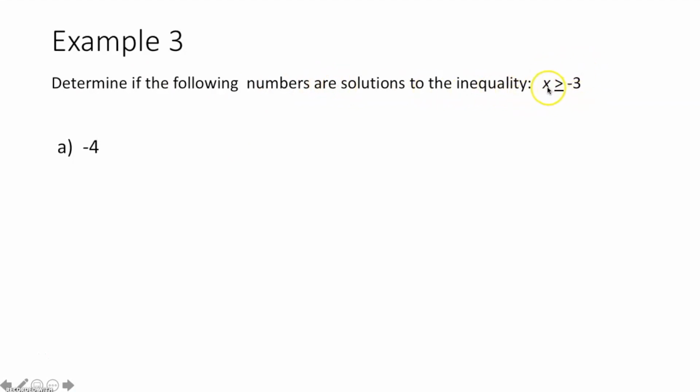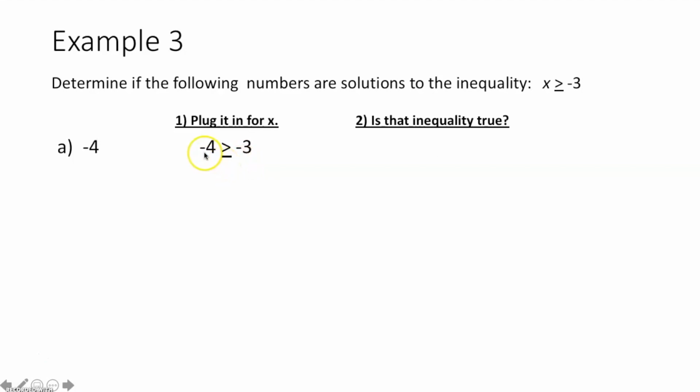So here's our inequality. X is greater than or equal to -3. So this is actually pretty easy. You hope for this question on the test. All you have to do is plug in this value for x in our inequality. And then you just decide, is this inequality true? Is -4 greater than or equal to -3? Well, 4 is greater than 3, but -4 is actually less than -3. So we say this inequality is not true. Therefore, -4 is not a solution to the inequality.